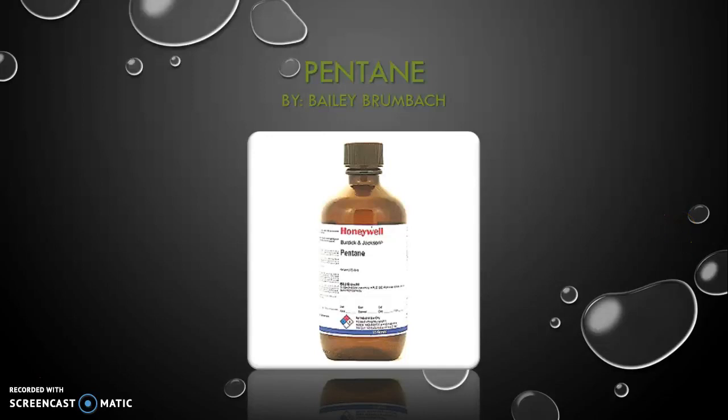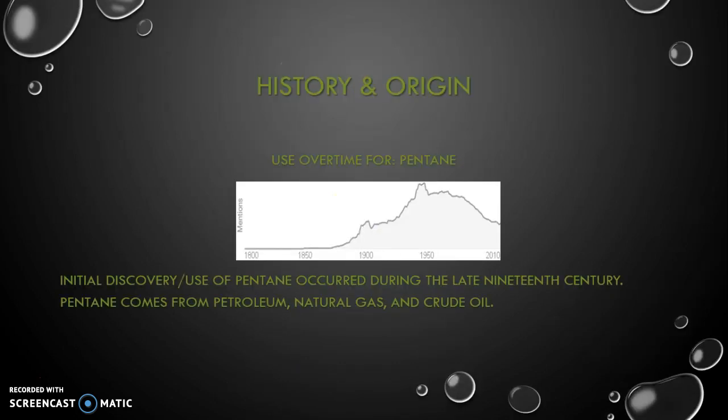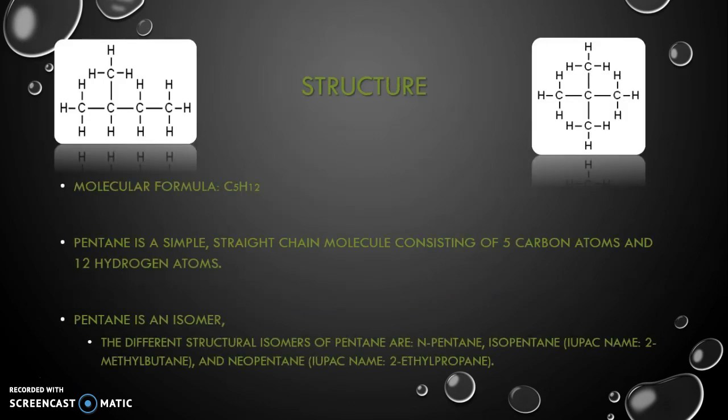The molecule that I chose to report on is pentane. The initial discovery and first recorded uses of pentane occurred during the late 19th century. Pentane is derived from petroleum, natural gas, and crude oil. Pentane is a simple, straight-chain molecule consisting of 5 carbon atoms, all singly bonded, and 12 hydrogen atoms.